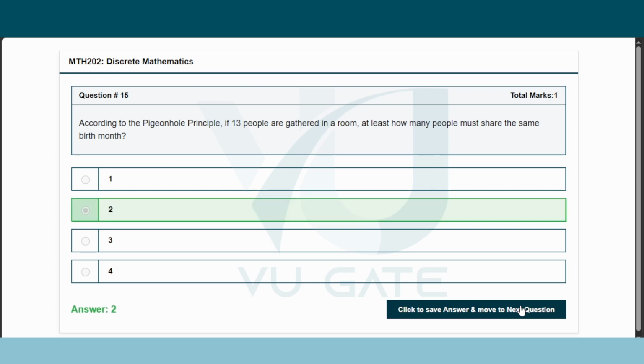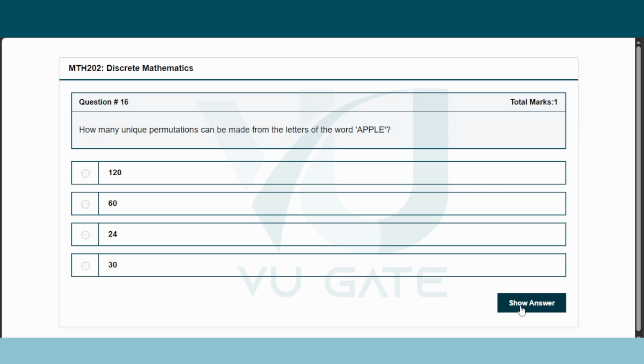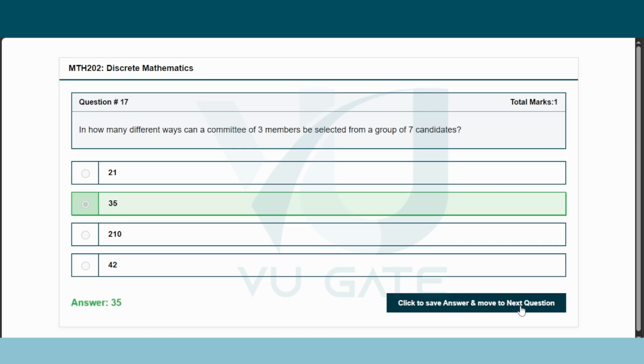Question number 16. How many unique permutations can be made from the letters of the word apple? The correct answer is 60. Question number 17. In how many different ways can a committee of 3 members be selected from a group of 7 candidates? The correct answer is 35.